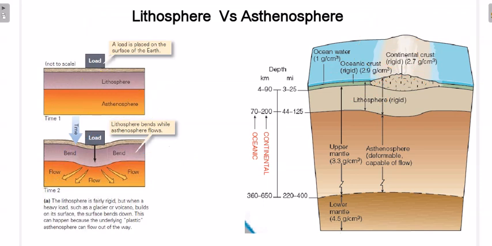Let me just do it again. This grayish layer is the lithosphere, and the lithosphere is a part of the oceanic crust and continental crust, and also the upper mantle.